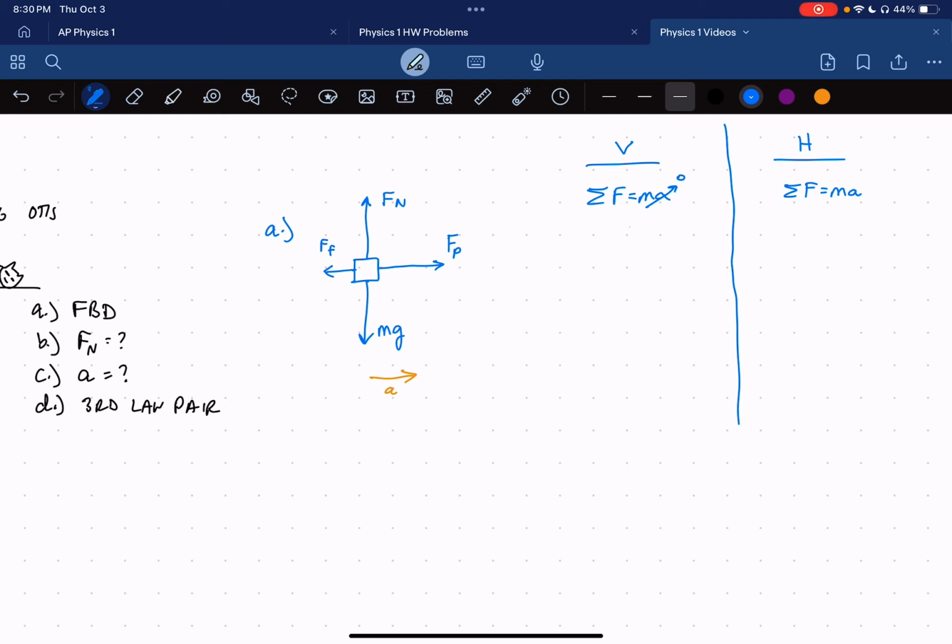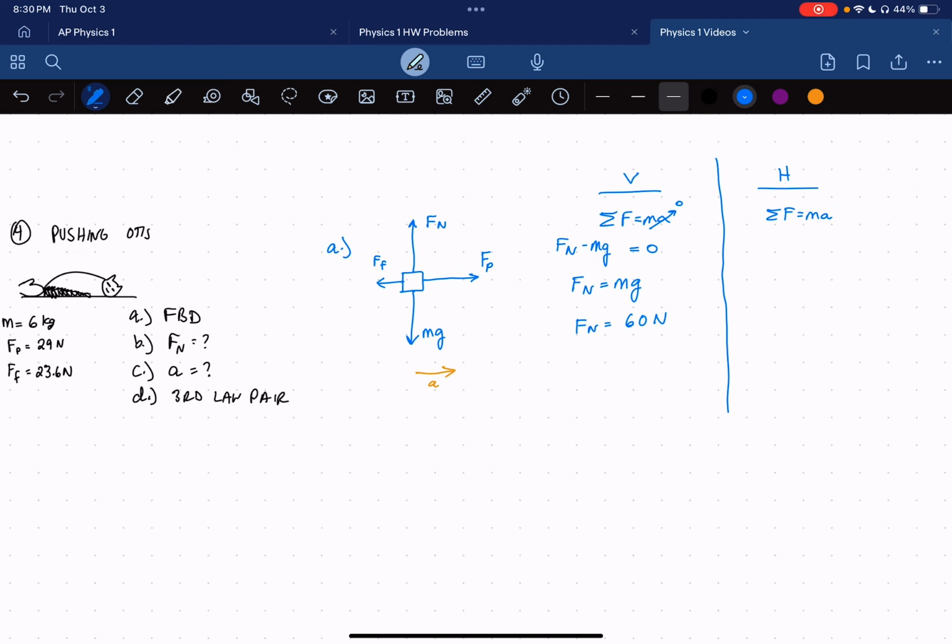That's 0. So the sum of the vertical forces are 0. Does not matter which one we put first, but I think I usually put Fn first. Minus mg, Fn equals mg, adding mg to both sides. And we can answer part B here. Fn, of course, is 6 times g, which is 10. That's 10. Let's not do that. We'll just say this is 60 newtons. That's part B.